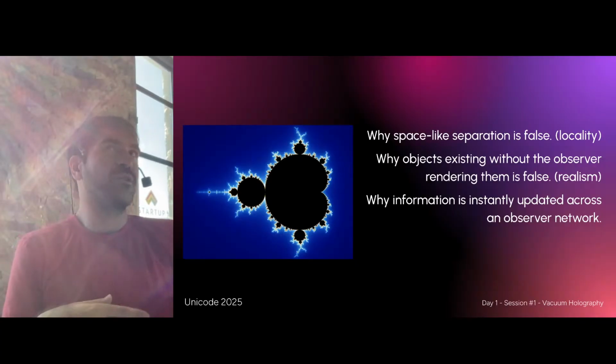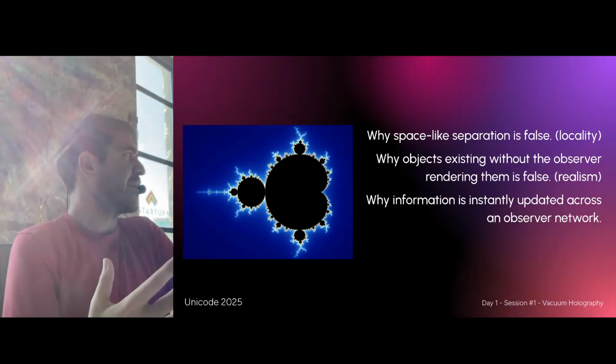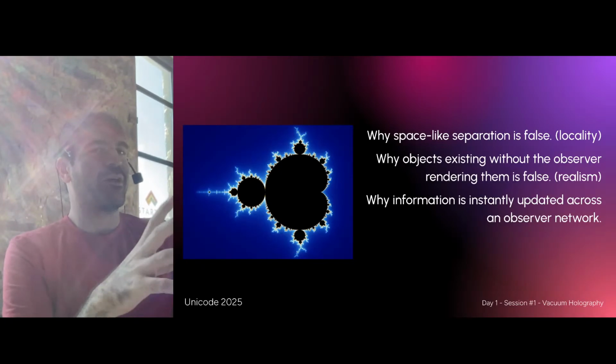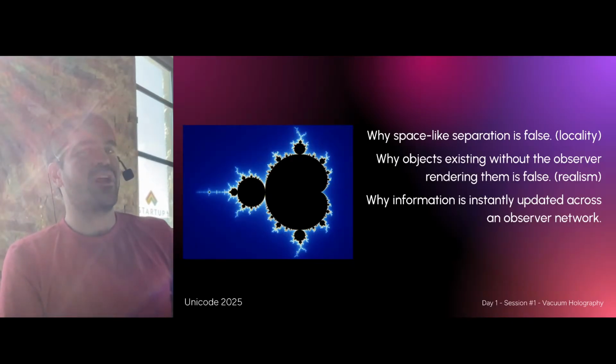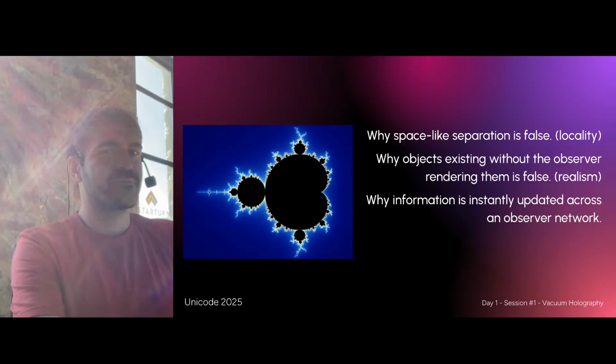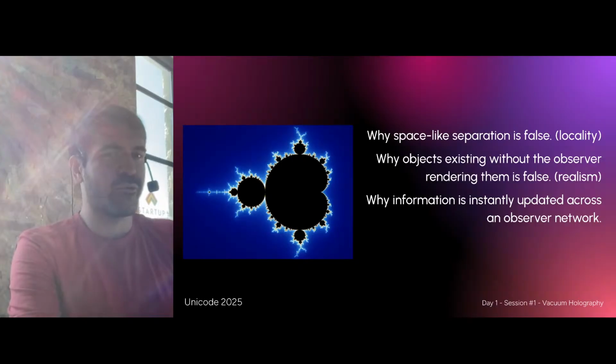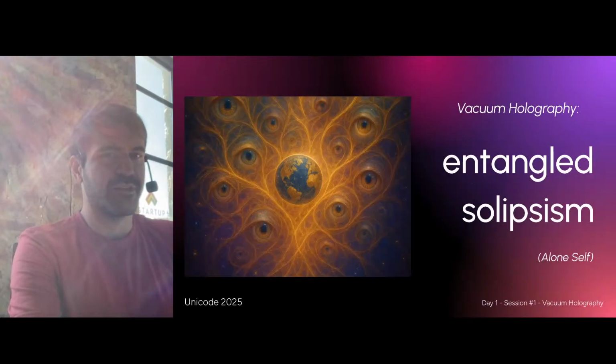Because we're looking at and vibrating as that mathematical portrait of consciousness. So that's why space-like separation is false. That's why objects existing without the observer rendering them is false. That's why information is instantly updated across that observer network. And we'll get more into non-local realism in the 2022 Nobel Prize in Physics. We'll get there.